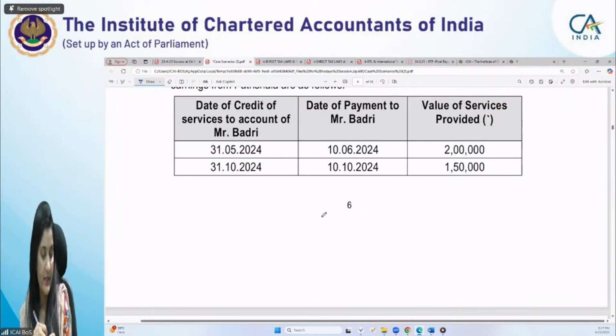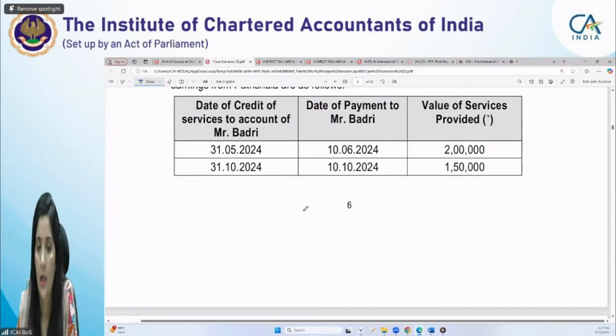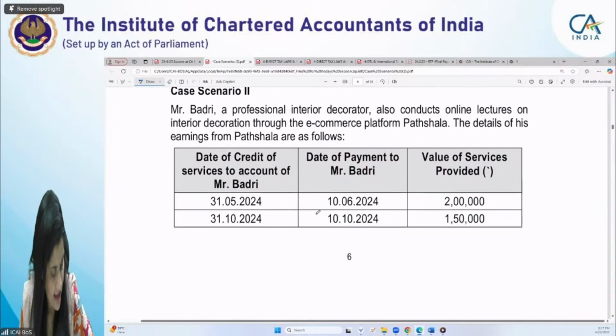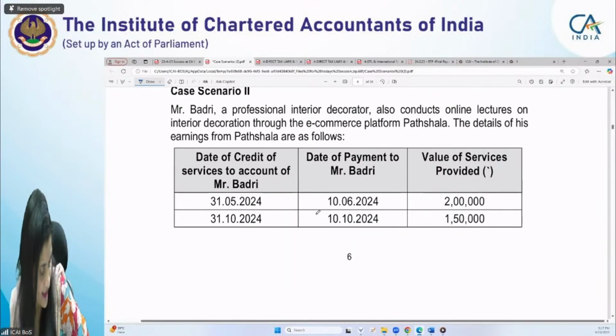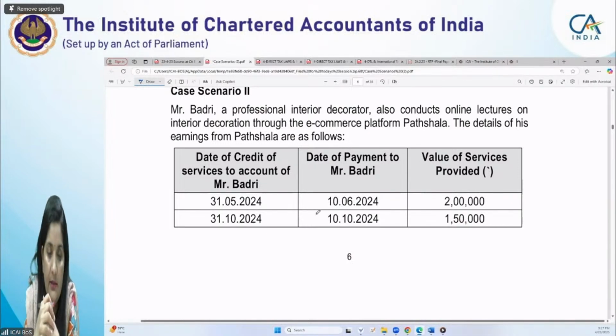So shall we proceed with the other case scenario? Let's take it. So 194O, it's quite an interesting case scenario. Not that difficult also, it's an easy one. Here, the information given is that Mr. Badri, a professional interior decorator, conducts online lectures on interior decoration through the e-commerce platform Pathshala.